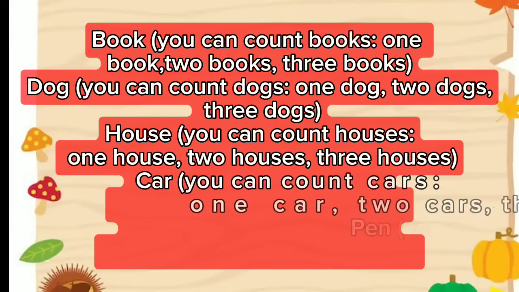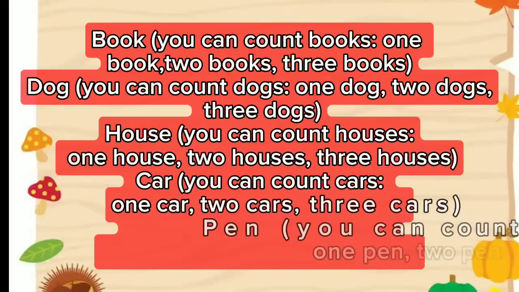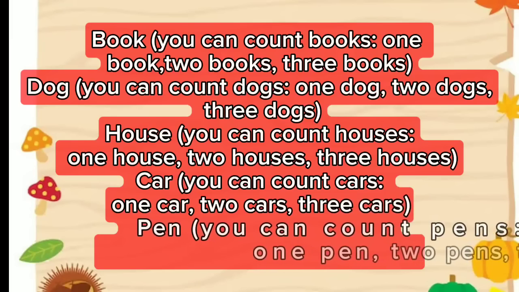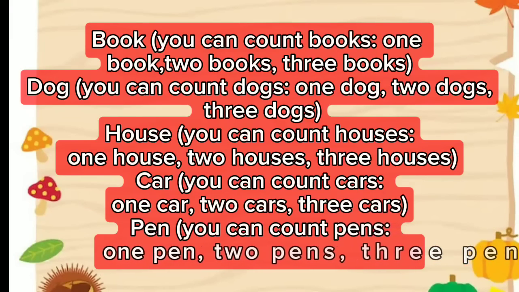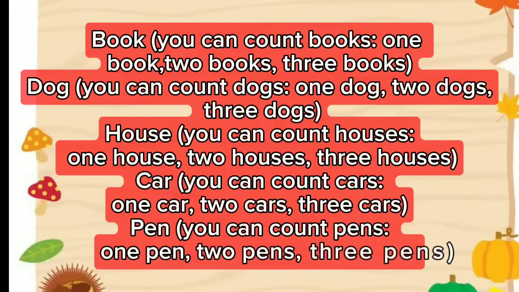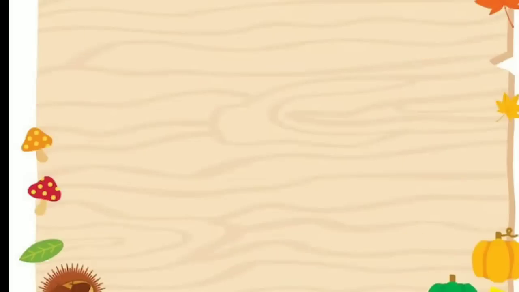House, you can count houses. 1 house, 2 houses, 3 houses. Car, you can count cars. 1 car, 2 cars, 3 cars. Pen, you can count pens. 1 pen, 2 pens, 3 pens.